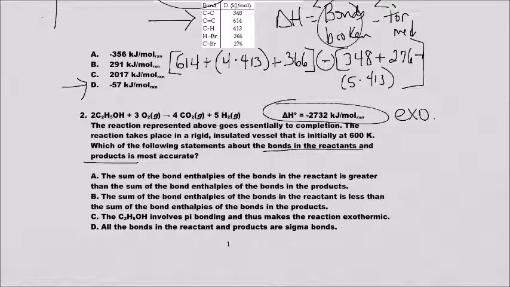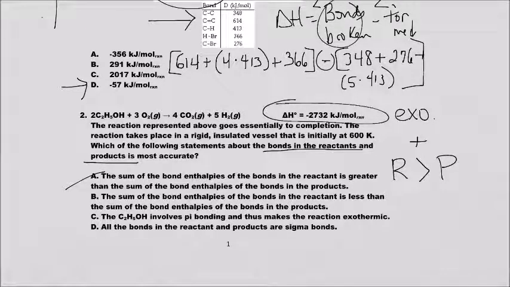All right, A: the sum of the bond enthalpies of the bonds in the reactants is greater than the sum of the bond enthalpies of the bonds in the product. So this is saying the sum of the reactants is greater than the products. If that's true, then delta H would be positive if you have a much bigger number and then you subtract a smaller number. So A is not going to work.